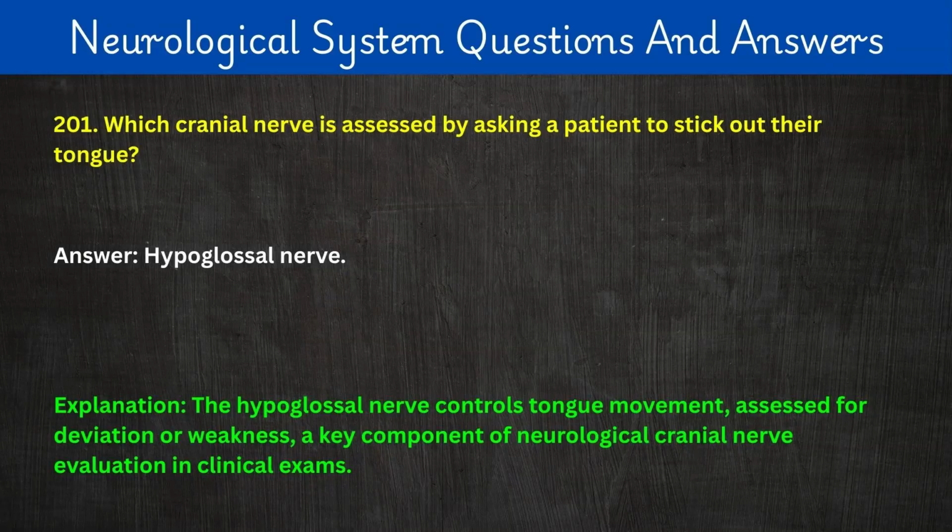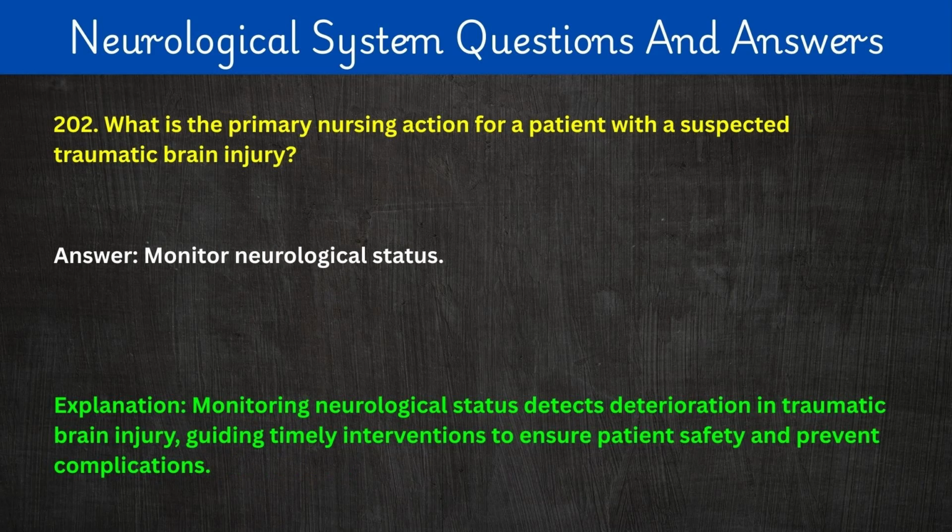201. Which cranial nerve is assessed by asking a patient to stick out their tongue? Answer: hypoglossal nerve. Explanation: the hypoglossal nerve controls tongue movement, assessed for deviation or weakness, a key component of neurological cranial nerve evaluation in clinical exams.